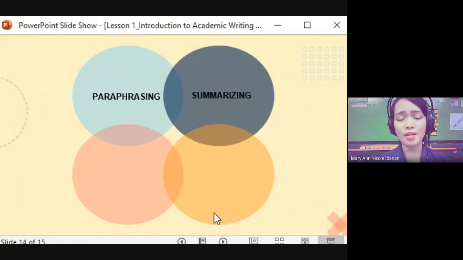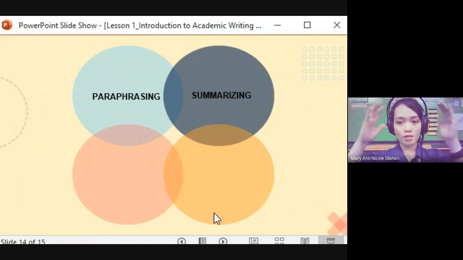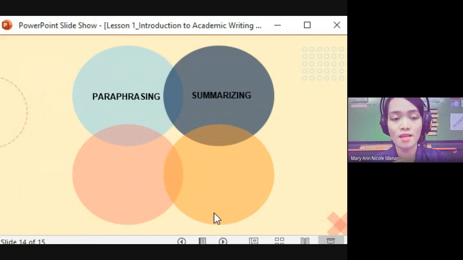So I know that summarizing is very easy to describe because a lot of you, or all of you, have already done summarizing. When we say summarizing, you are just writing what the material or the text is all about. For example, this is the text. You will just squeeze it and tell what it is all about. Okay, then that's summarizing.